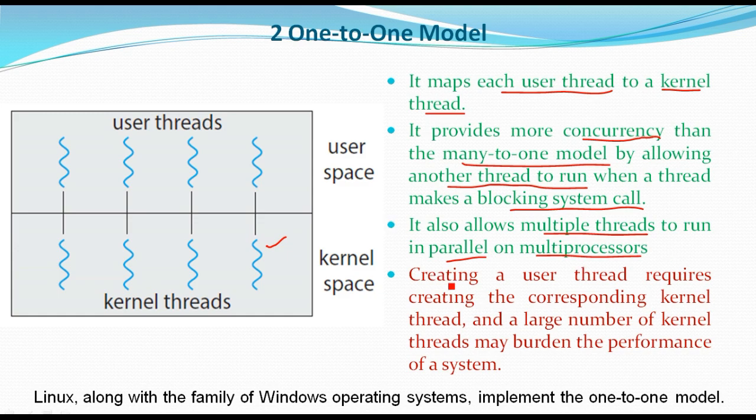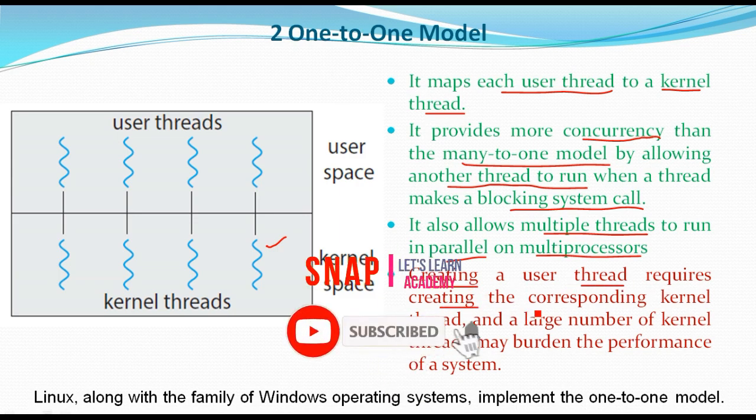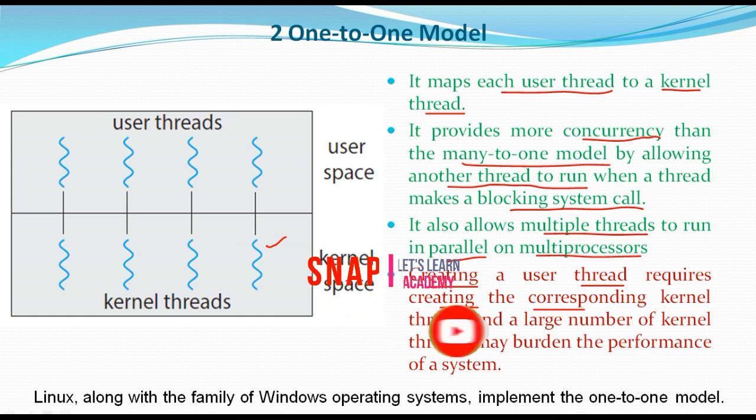Now it has some issues also. Creating a user thread requires creating a corresponding kernel thread. So when you create a user thread, you also need to create a corresponding kernel thread. This is the drawback of this model, and a large number of kernel threads may burden the performance of a system.